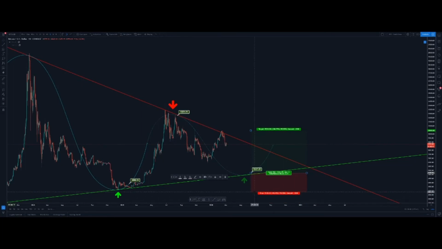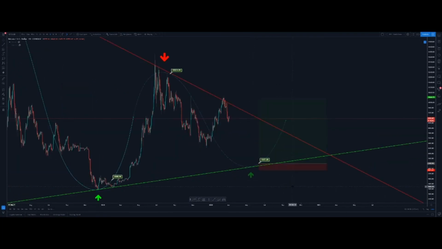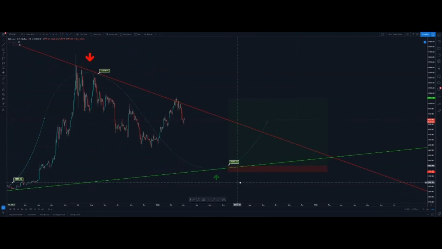In case it does break down or break through this support, then you want to have a stop loss. And like we said, once a candle closes above or beneath the support, in this case, and it closes resoundly or significantly, then you want to have a stop loss, otherwise you might lose a lot of money.